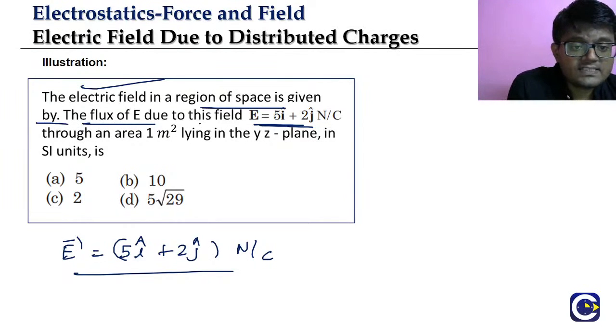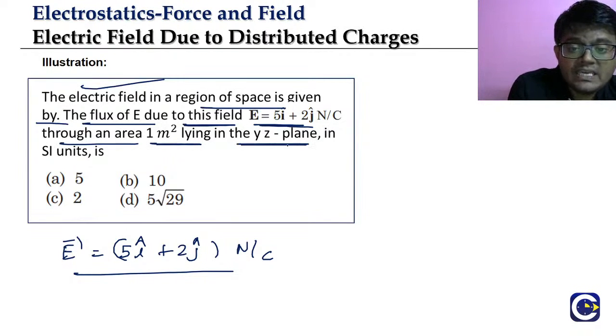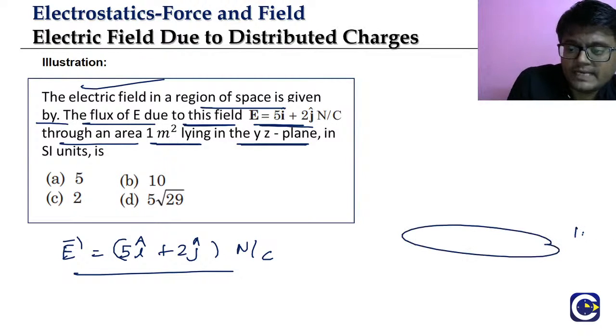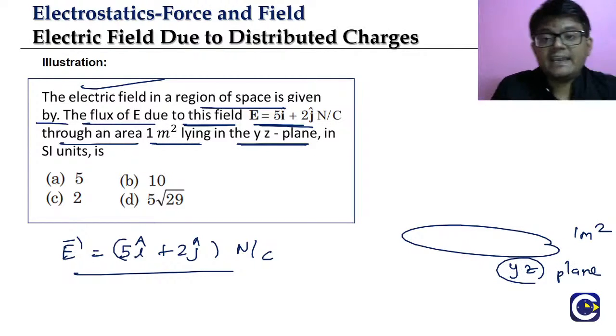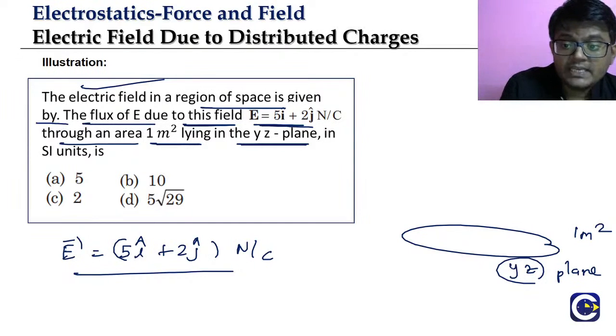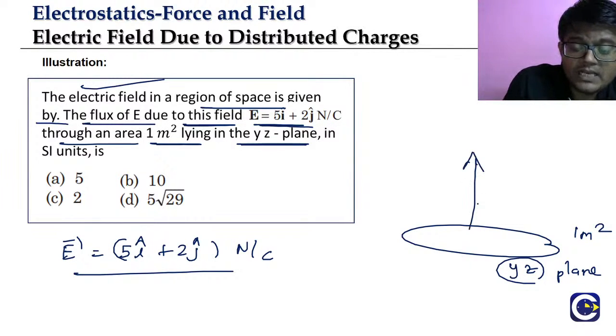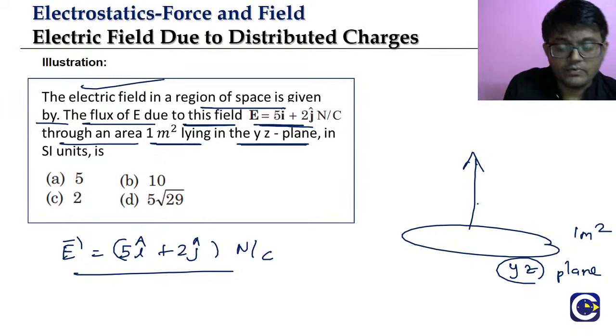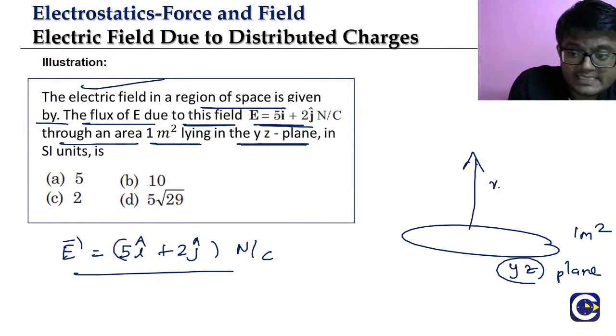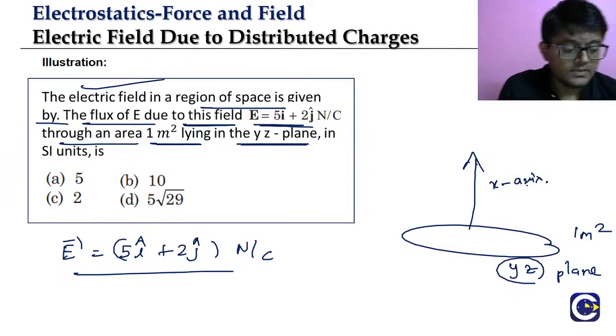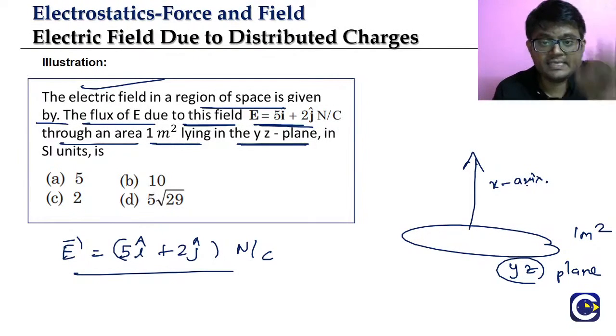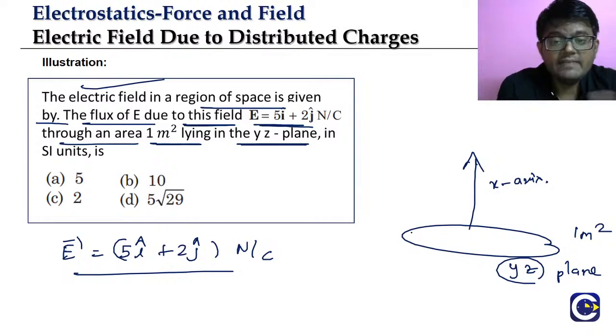So the electric flux due to this field through an area of 1 meter square lying in the YZ plane. Where is the area? The area is in the YZ plane. So we have to take the area vector. Area vector is the direction perpendicular to the surface of that plane, right? Now, what is perpendicular to the YZ plane? The X axis.